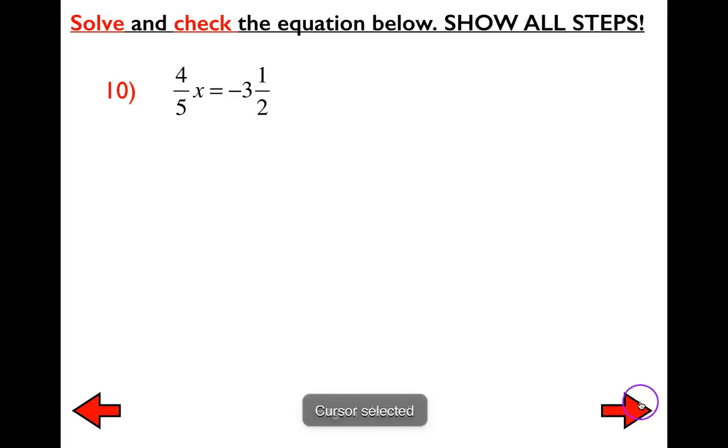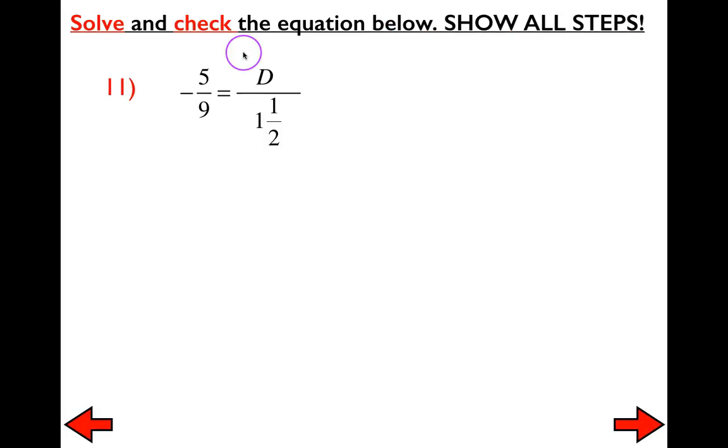Okay, let's see what's next. Okay, so if you're up for the challenge, go ahead and pause the video right now and try this problem on your own. Otherwise, go ahead and try this problem with me. So here, I know this problem looks a little bit intimidating, but guess what? The steps are exactly the same.